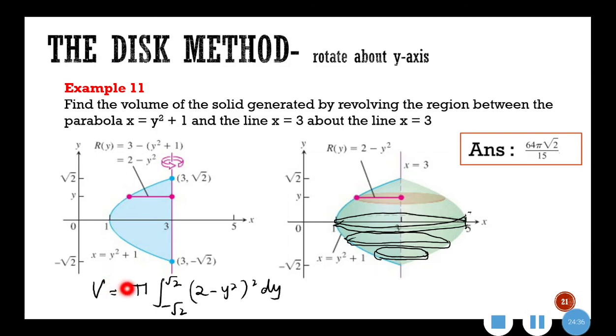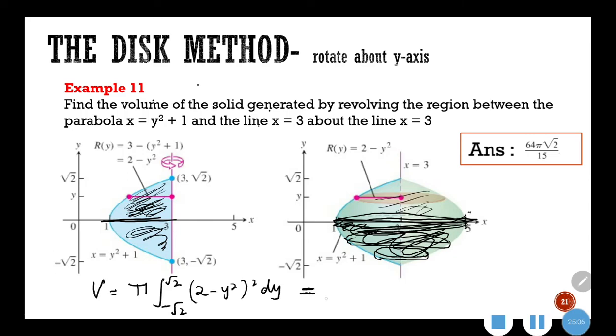V sama dengan pi integral from negative square root 2 to square root 2 of (2 minus y square) power of 2 dy. And kalau you nampak, this is symmetry. Maknanya the volume of this is equals to volume of this. Sebab gambar ni pun dia simetri kan. So maknanya kalau consider area pun area yang ni sama dengan area yang ni. So you may simplify the integration by just considering integration from 0 to square root 2 sahaja.